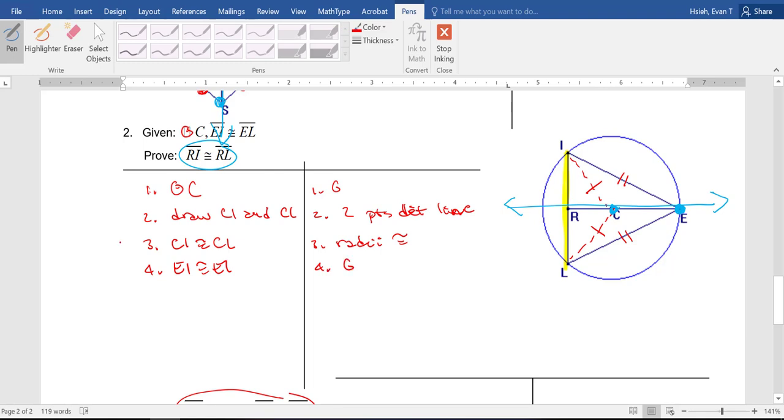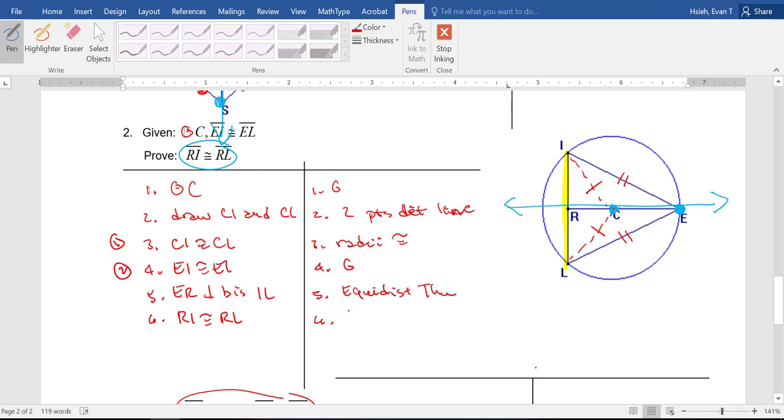And so now I have 1 point and 2 points that are equidistant from the endpoints of the segment, so that means that ER is a perpendicular bisector of IL. Okay, and I'm just going to cheat here. I need you to write it out, don't forget. It's the equidistance theorem. 2 points determine the perpendicular bisector. If 2 points are equidistant from the endpoints of a segment, then those 2 points determine the perpendicular bisector of that segment. And now I can say that RI is congruent to RL.